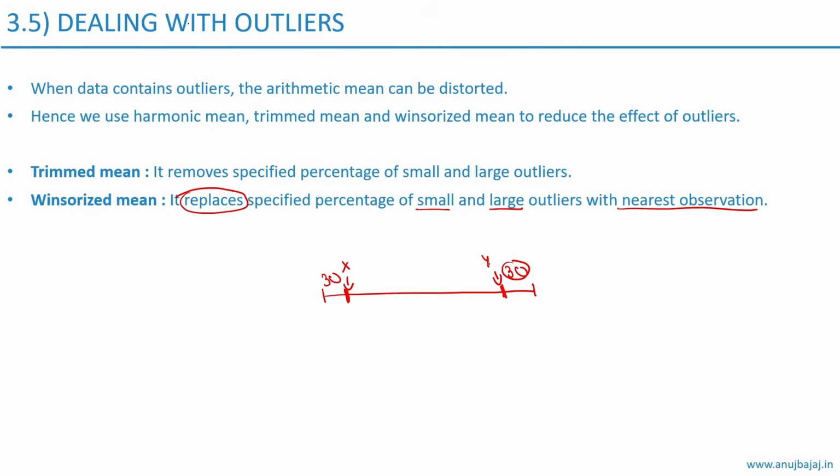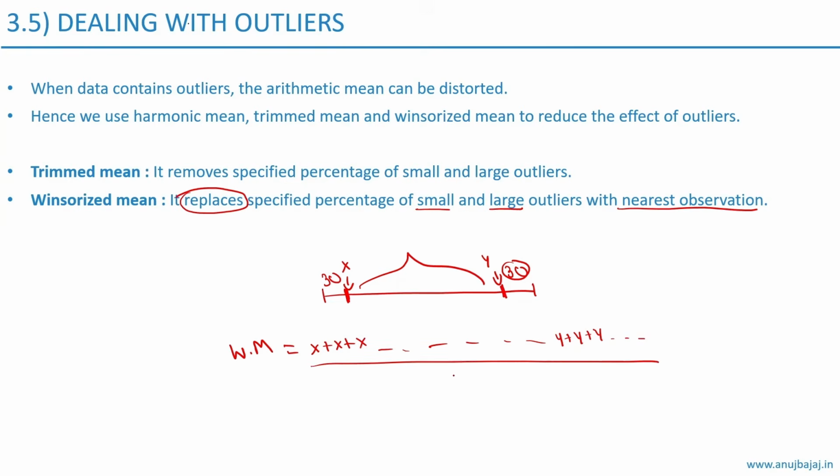So how do we calculate the Windsorized mean? We take x, we add it for 30 times, and then we add the remaining 240 observations, then we add this observation y for 30 times again. And we divide the entire sum by the number of observations, which is 300. And we get our Windsorized mean. So these are the 2 ways in which we can deal with the outliers.